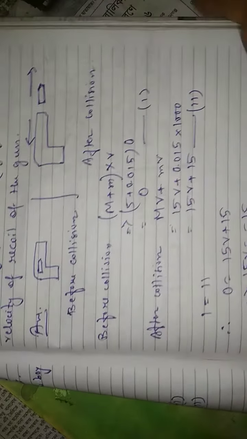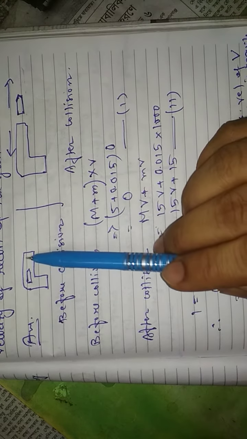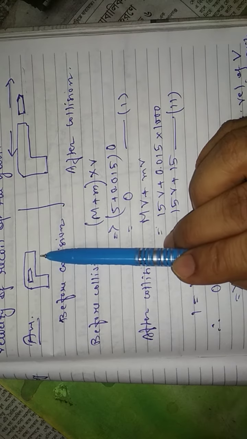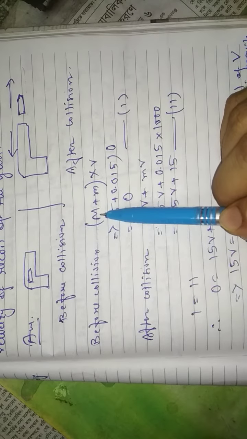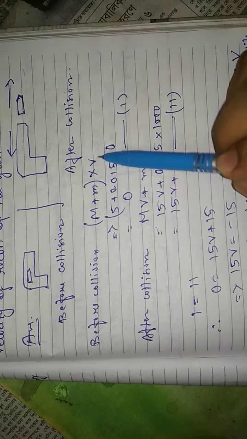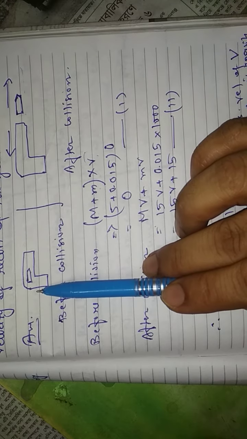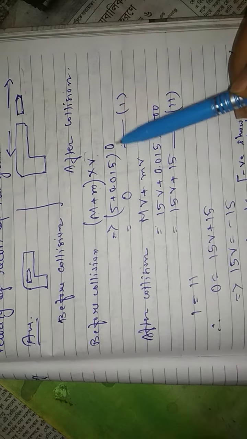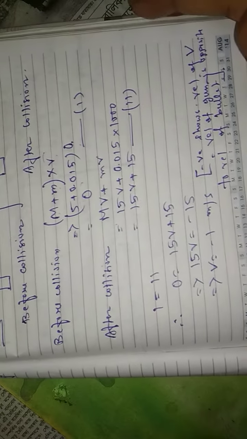So again, before collision, they were embedded with each other. So total mass will be mass of the gun plus mass of the bullet into velocity, but their velocity was 0 because both were in still condition. So velocity 0, so total momentum of the system is 0 before collision.